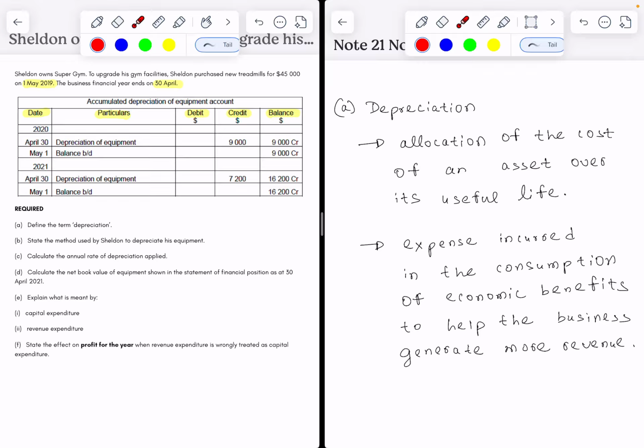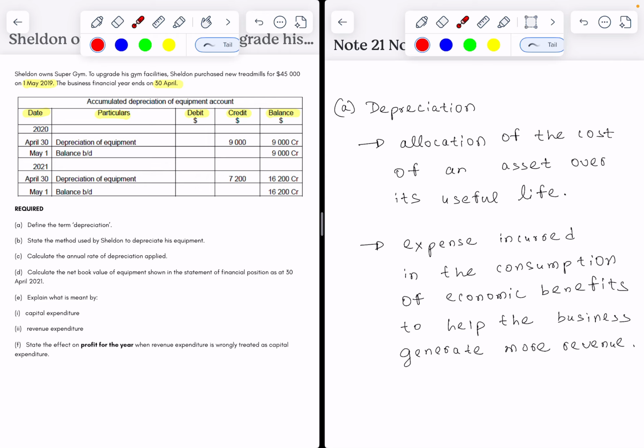So that is why as this treadmill gets used within the business, it is going to go through wear and tear. And that is the expense which we incur through the consumption of the economic benefits that originally came with this treadmill purchase, right? So therefore, you could simply write the allocation of the cost of an asset over its useful life and get full marks.